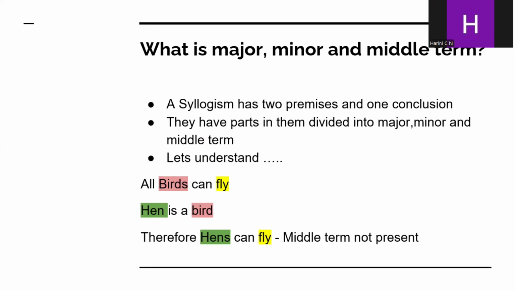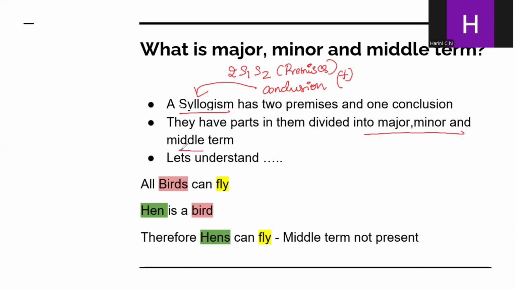To begin with, a syllogism. What is a syllogism? Syllogism means there are totally two statements, statement one and statement two. The statements are called the premises. So, premises, and then you have one conclusion. The premises and conclusion put together is called the syllogism. And in the syllogism, they are divided into major, minor, and middle term. This is very important to understand before moving into Indian logic.